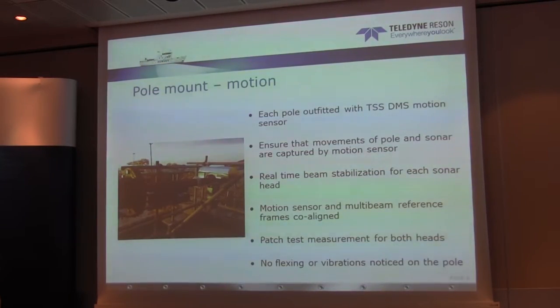So each pole was outfitted with a TSS motion sensor, so that if there would be any vibration or such, that would be captured in the TSS and corrected for that. Also, the motion data would be fed into the sonar head for the roll stabilization. So you have two sonar heads, both with their own TSS and both doing the roll stabilization.